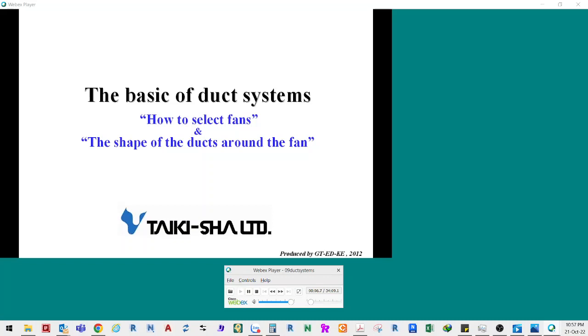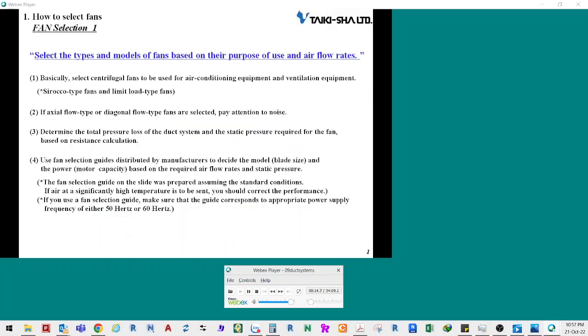Today, we will learn how to select fans and the shape of the ducts around the fan. You should select the types and models of fans based on their purpose of use. You should also select fan motors based on their static pressure and airflow rates.